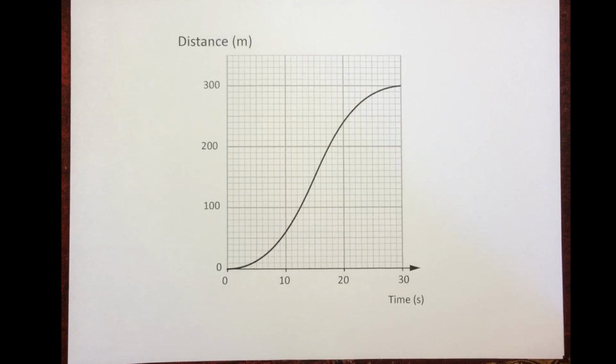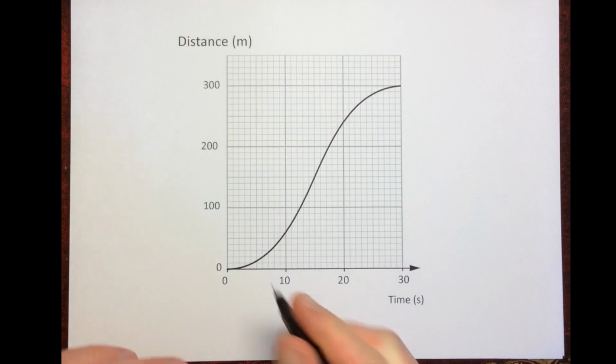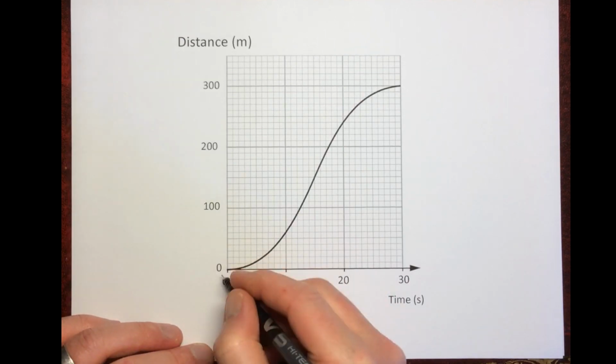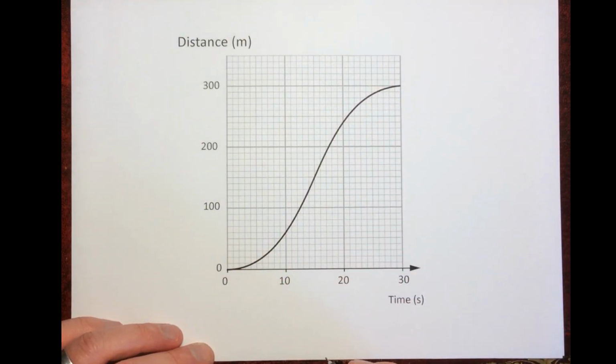Okay, so we've got a slightly more complicated graph here, but it's still a distance time graph. The difference here is we haven't got a straight line, it's a curve, okay? So this graph is a curve. So let's point out some of the important points about this.